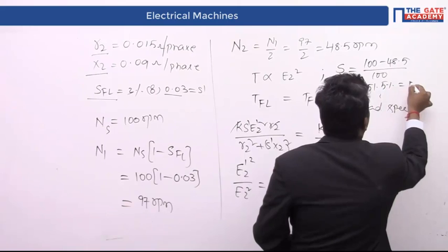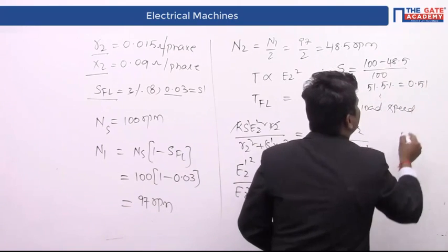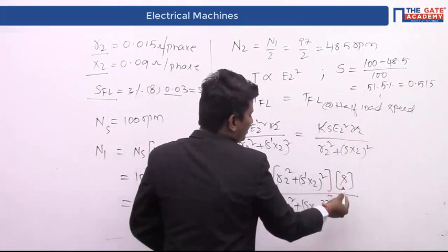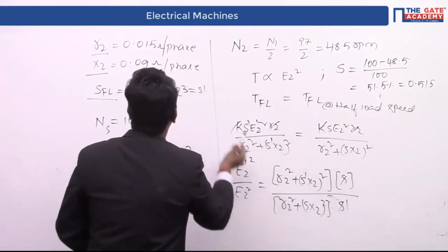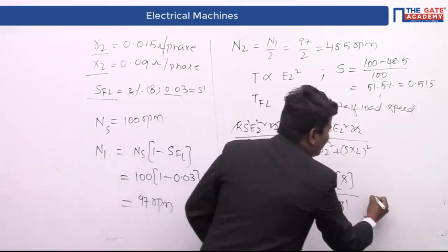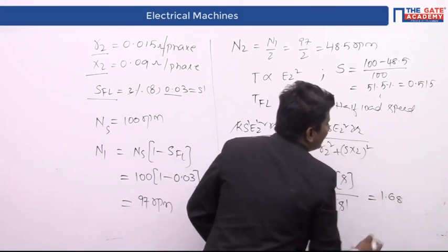51.5%, or you can write 0.15. Substitute this S in this, S dash is this R2 and X2. Substitute all the values in this. You will get 1.68.